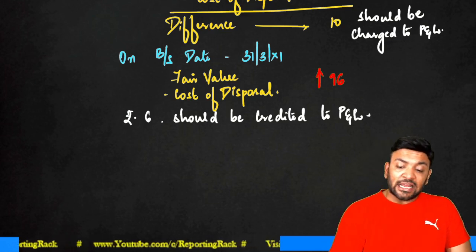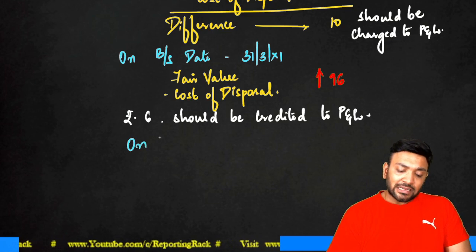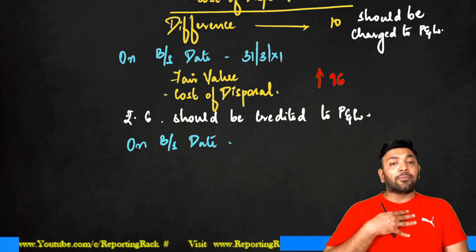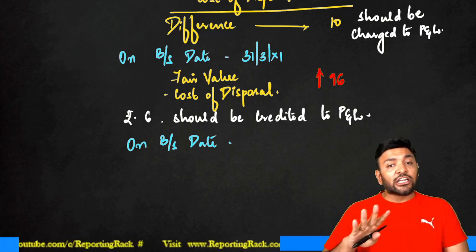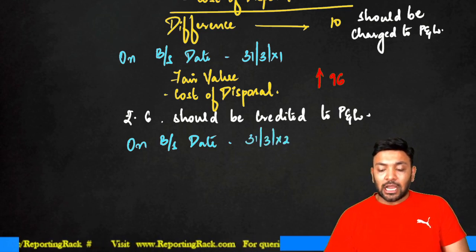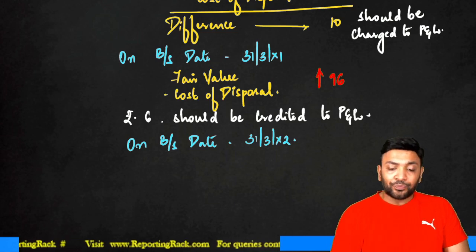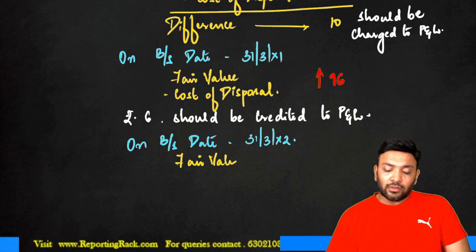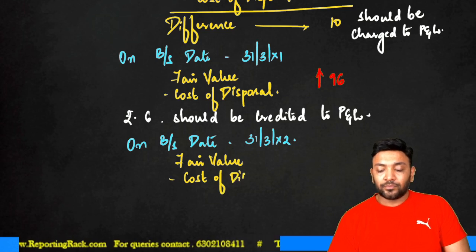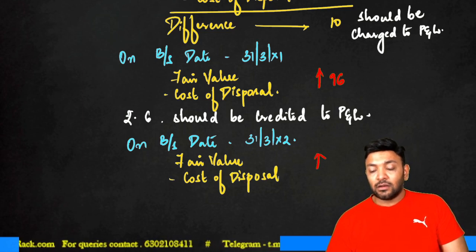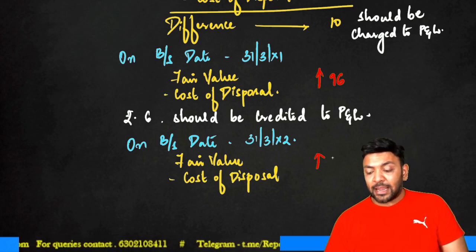Further, on the next balance sheet date, let's say the disposal was not complete within 12 months. The enterprise was still committed to the plan. So therefore, you can still continue to show it under non-current asset held for sale. I am assuming that the disposal did not happen. On that day, the fair value minus cost of disposal has further increased. Now the value became 101.